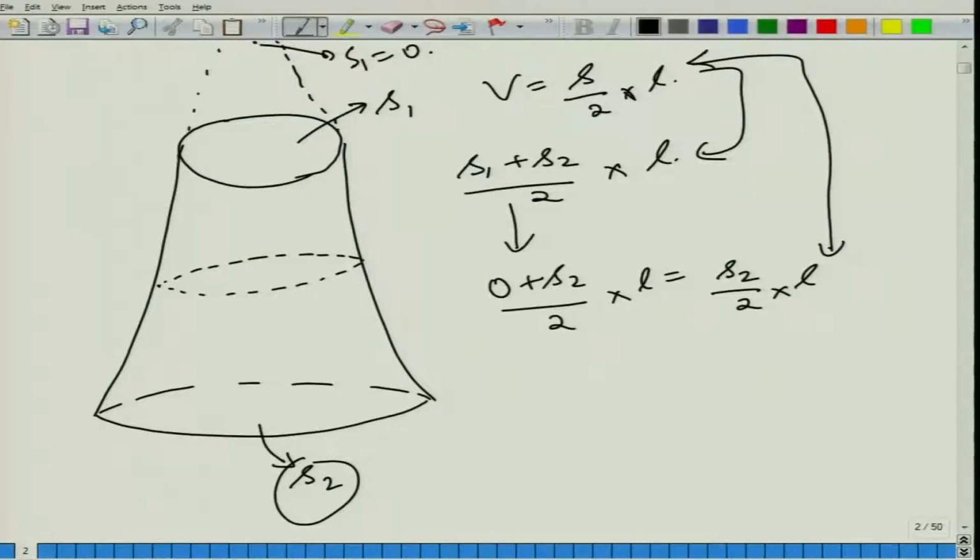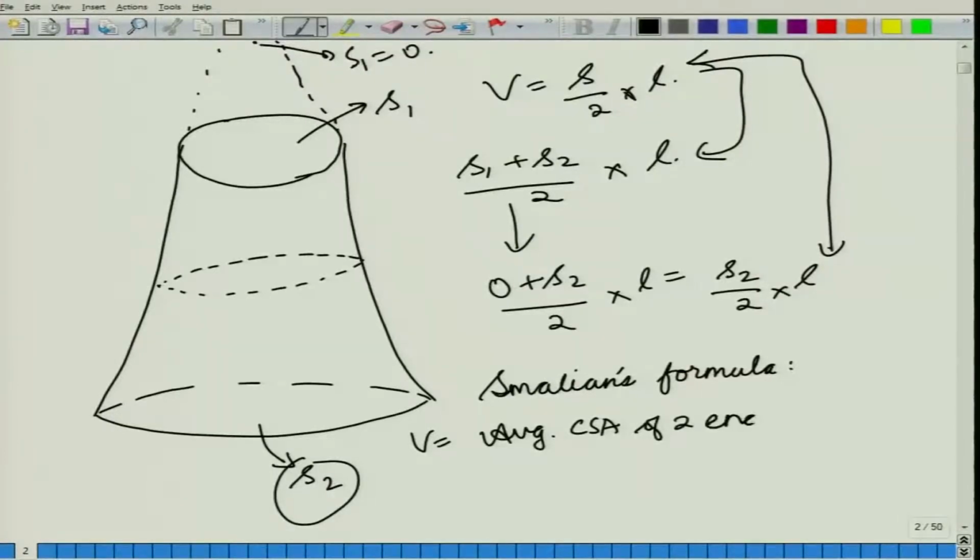So, now this formula is known as the Smalian's formula. Volume is the average cross sectional area of two ends into length of the solid. So, the average cross sectional area is given by S1 plus S2 upon 2 multiplied by the length of the solid. So, this is the Smalian's formula. Now, coming back to the slides.